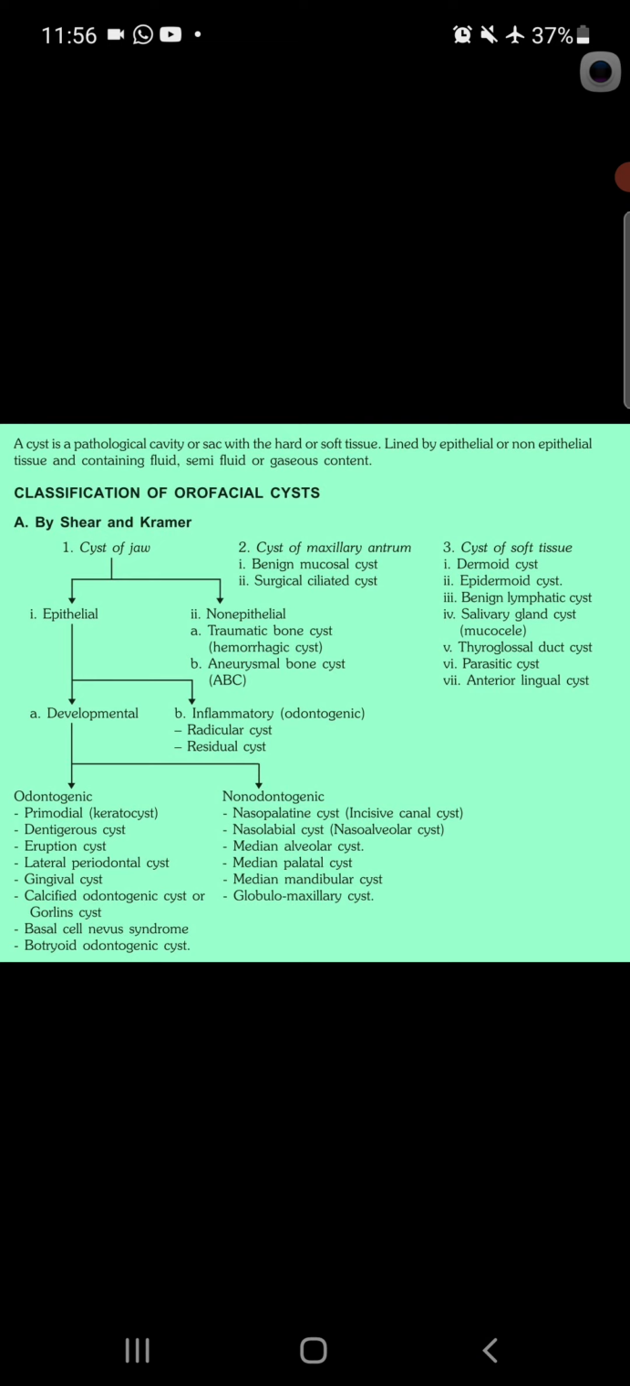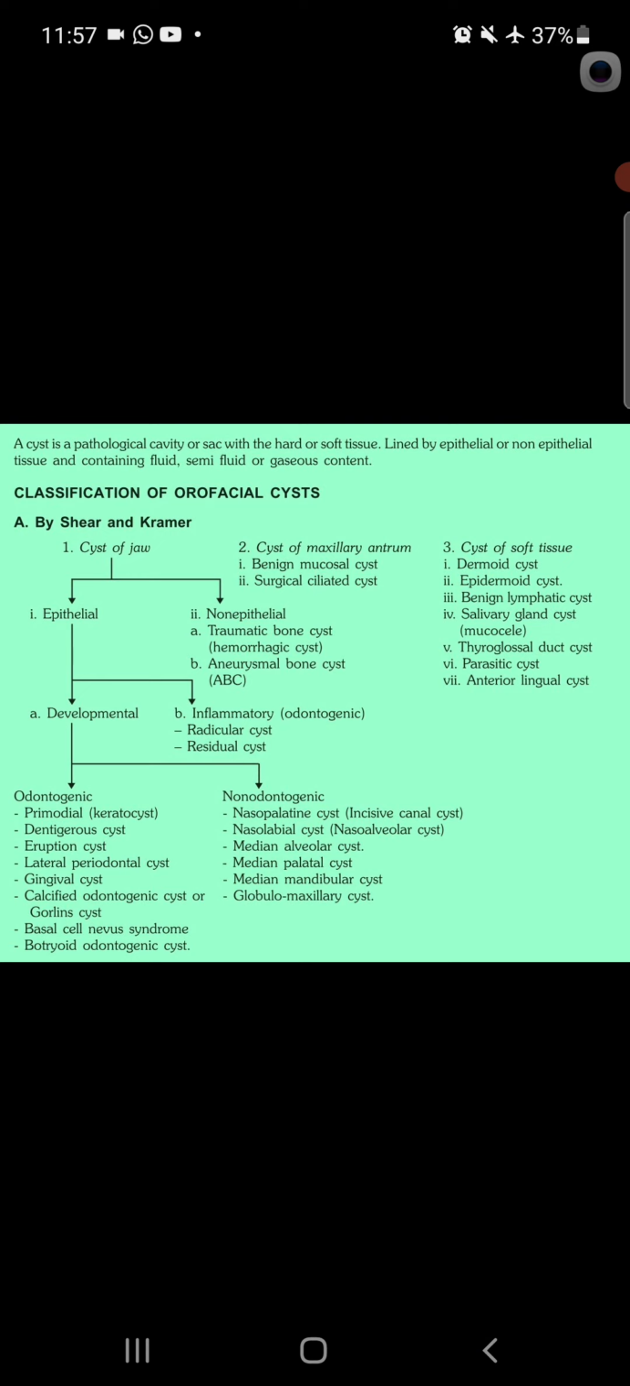Inflammatory cysts are odontogenic, developing due to teeth, and these are the radicular cyst and residual cyst. Radicular means around the apex of the root. When we remove the tooth and the cyst remains, this is known as a residual cyst. Next is developmental, and developmental has two types: odontogenic and non-odontogenic. Odontogenic develops from infection coming from teeth, and in non-odontogenic the infection does not come from teeth. In odontogenic there is the primordial cyst, also known as keratocyst.